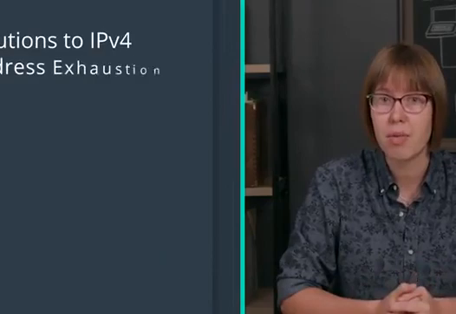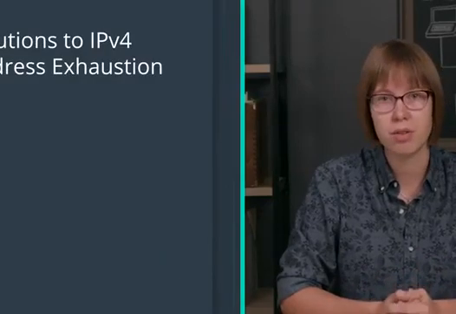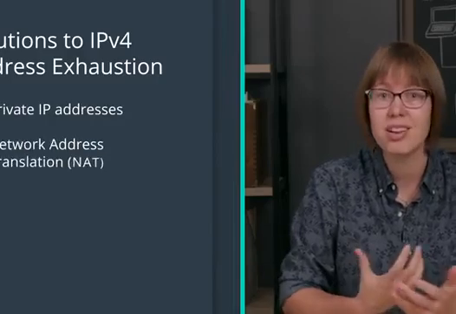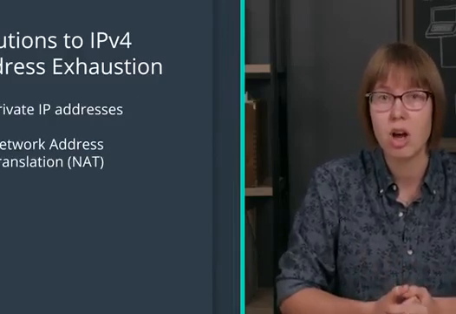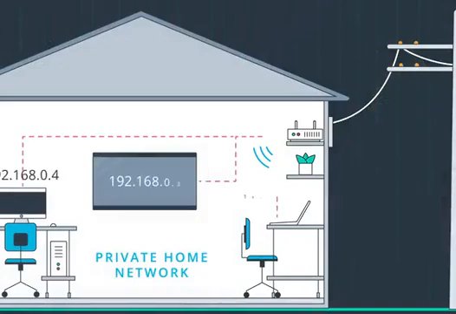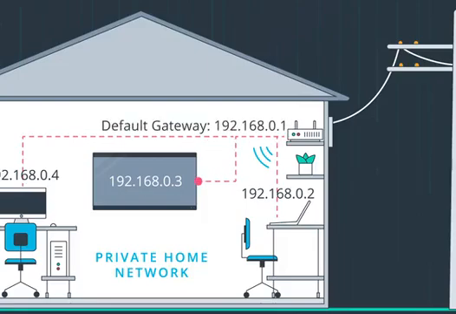In order to slow down that exhaustion, two things were leveraged. One, private IP addresses, and two, network address translation, often abbreviated as NAT. You already know about private IP addresses. They are defined as per RFC 1918. They're free, and they can be used anywhere. Well, kind of. They can't exactly be routed beyond the boundary of your gateway router, which means you can't quite connect to anything beyond your local network.